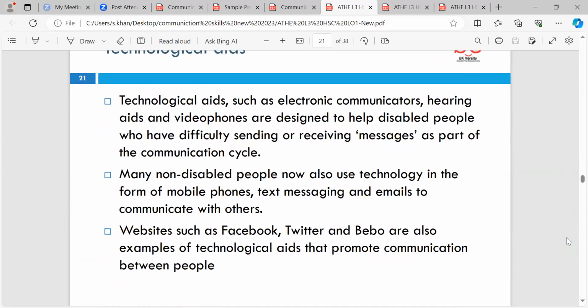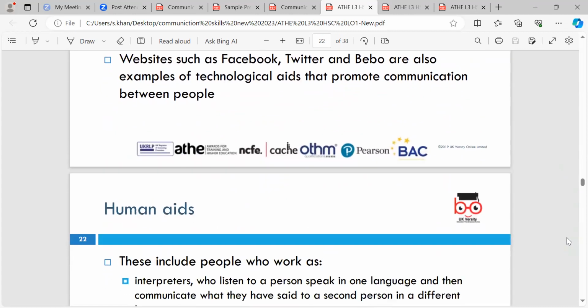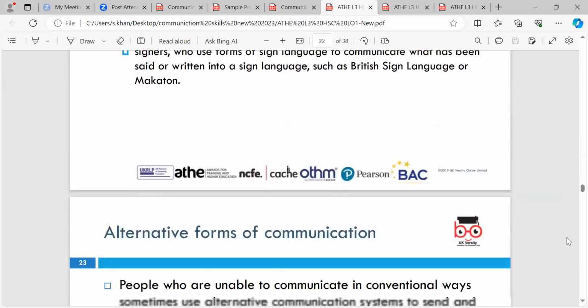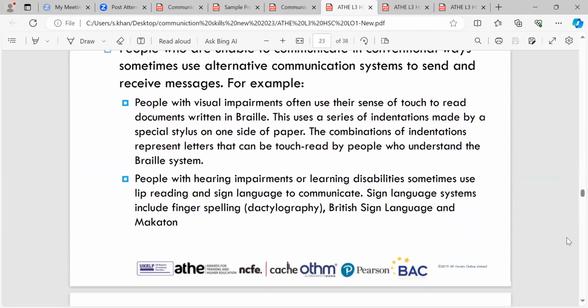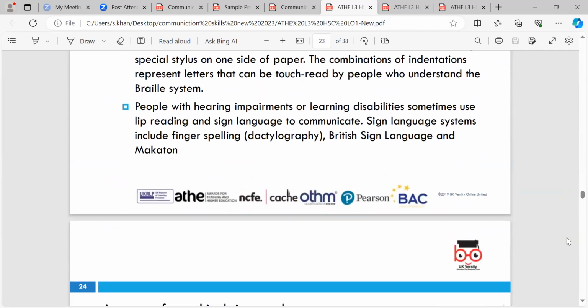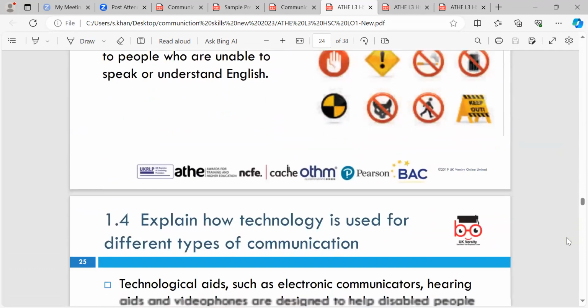Technological aids, things like hearing aids and video phones, and technology in the form of mobile phones and text messages. We also looked at social media, which is quite a technological aid as well. We looked at human aids: interpreters, translators, and signers. Alternative forms of communication for people with visual impairments: Braille, British Sign Language, Makaton. We then looked at some signs there.